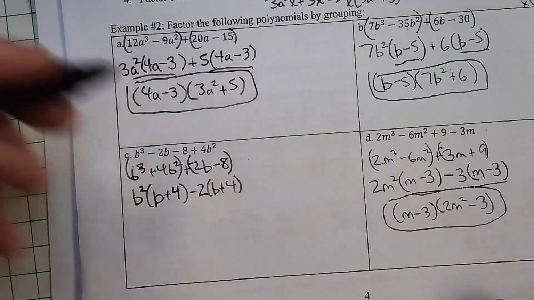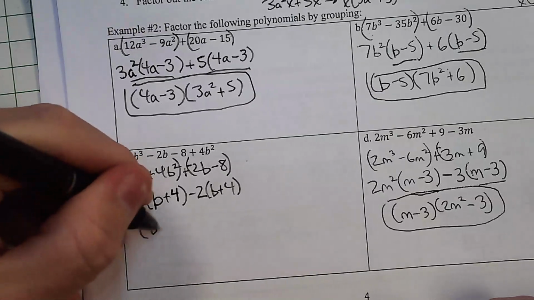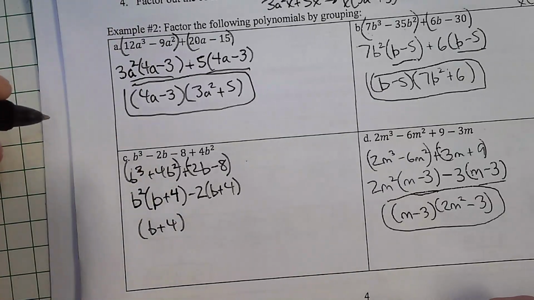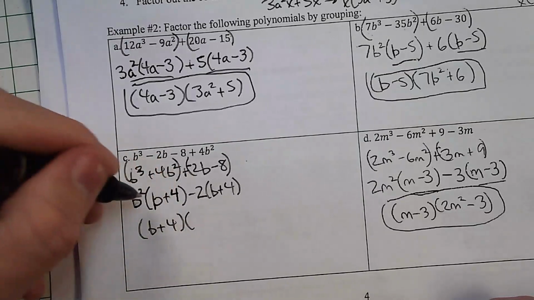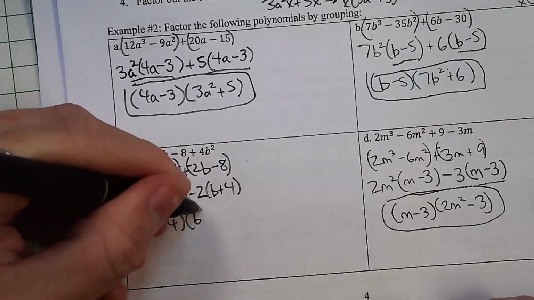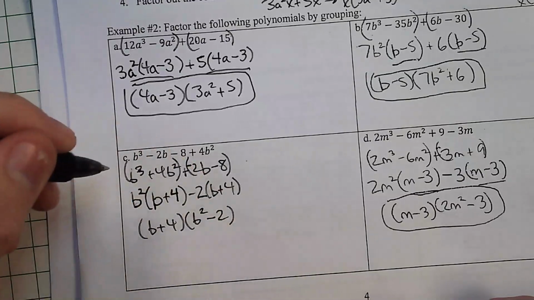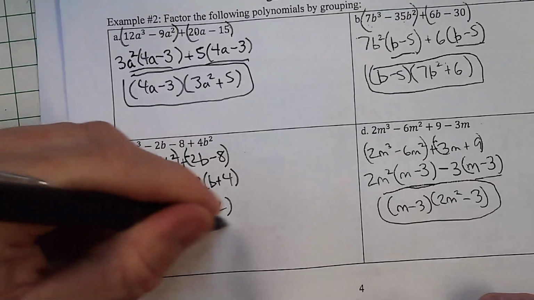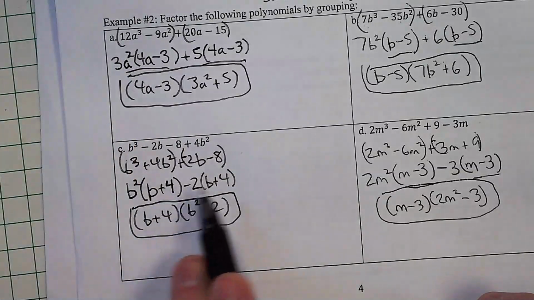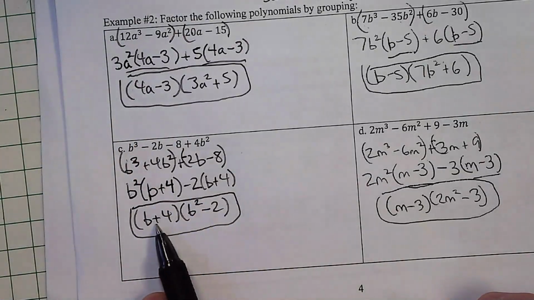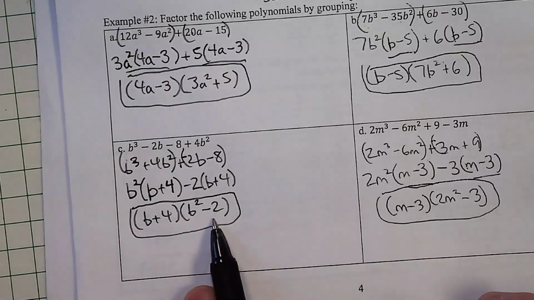Yes. What do I do with b plus 4? Yes, bring it to the front. Good job. If I take out b plus 4, what's left over? Yes. Good job. So they both had b plus 4, so I put b plus 4 in front, and then I write down what's left over, b squared minus 2.